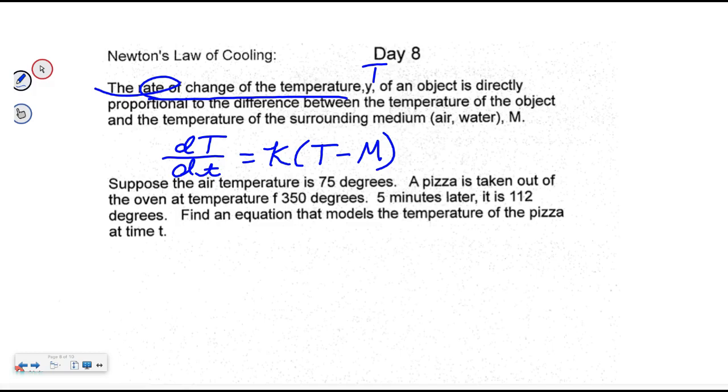Does that make sense? The greater the difference, the faster the body cools. That should make sense to you, correct? Put something very, very hot in very, very cold water, and it will cool very rapidly, and then it'll eventually approach the temperature of the surrounding medium. You guys are nodding. That should make sense to you, right?